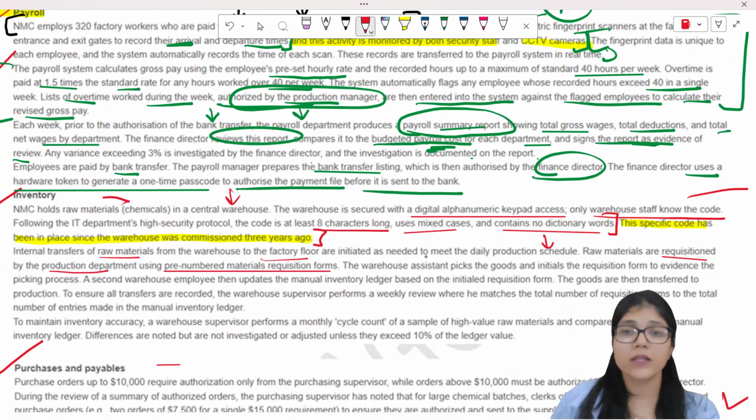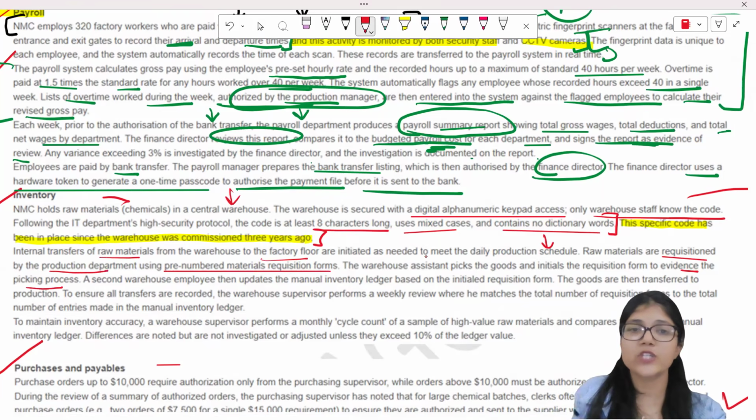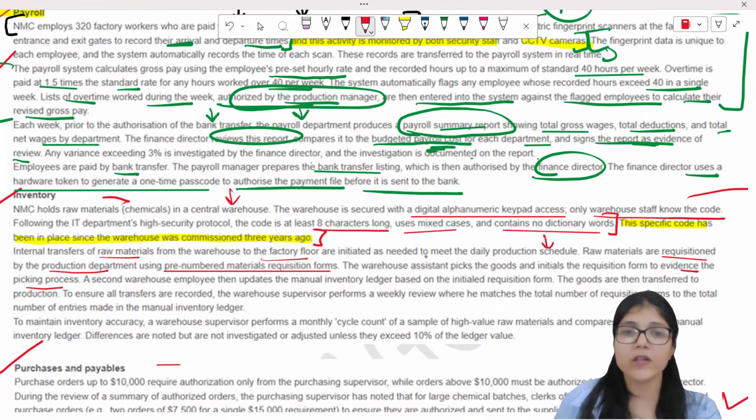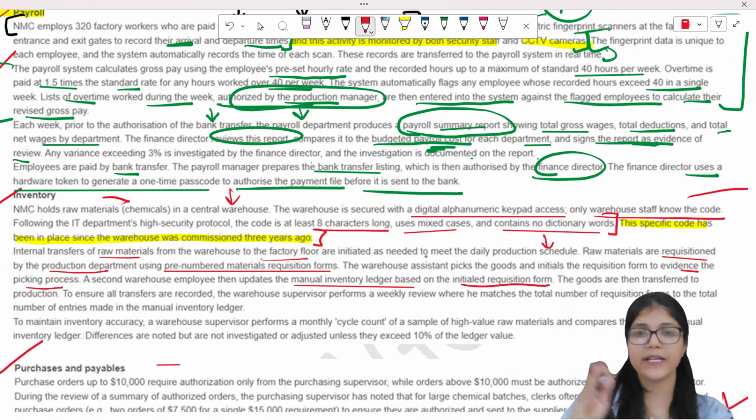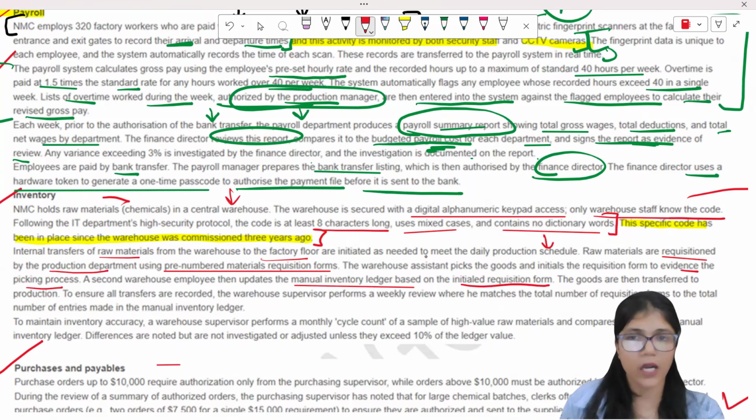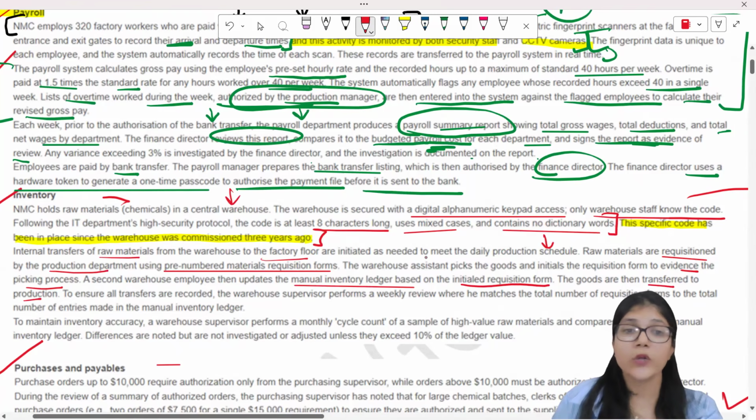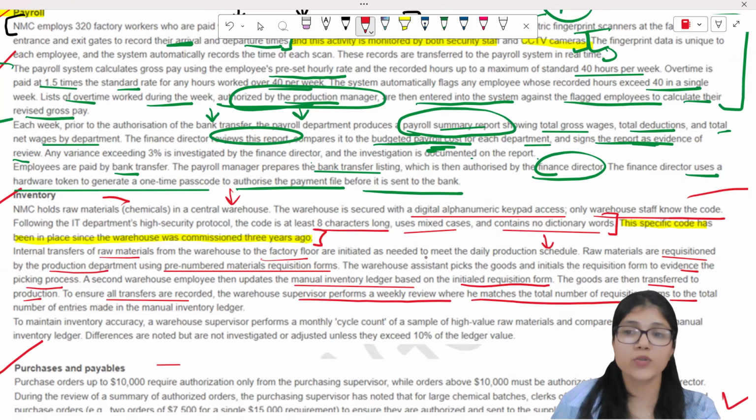Now, the warehouse assistant picks the goods and initials the requisition form to evidence the picking process. So he's picking up the products and writing his initials to show who has picked the products, right? A second warehouse employee then updates the manual inventory ledger based on the initialed requisition form. This is the next process, updating the inventory ledger. The goods are then transferred to production. To ensure all transfers are recorded, the warehouse supervisor performs a weekly review where he matches the total number of requisition forms to the total number of entries made in the manual inventory ledger.